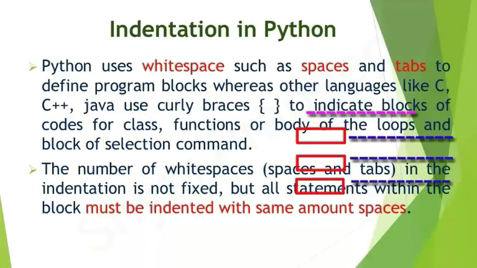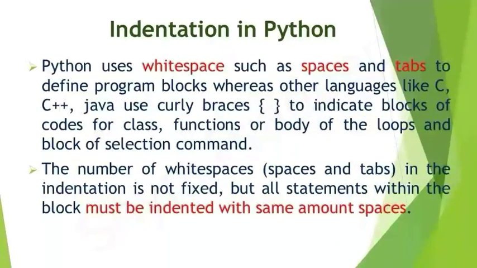So to indicate a block of codes in Python, you must indent each line of code by the same amount of white space. By giving this white space, the code looks neat and clean, and it makes the code more readable. So this is called indentation.